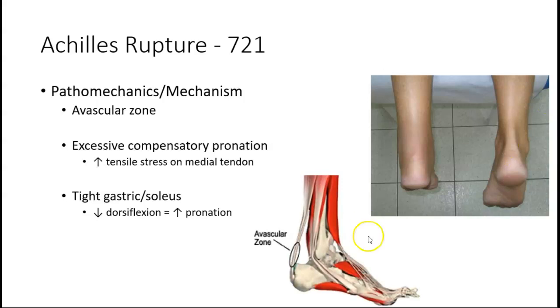Again, some of the mechanical risk factors here are that pronation and a tight gastrocsoleus. Make sure you know how a tight gastrocsoleus decreases the amount of dorsiflexion, which puts us in a more compensatory pronation situation. All right, let's see. Injury mechanism, I see all that. Page 721 has a good description of all that. So please read through there. Don't just take my word for it on the PowerPoint slide.